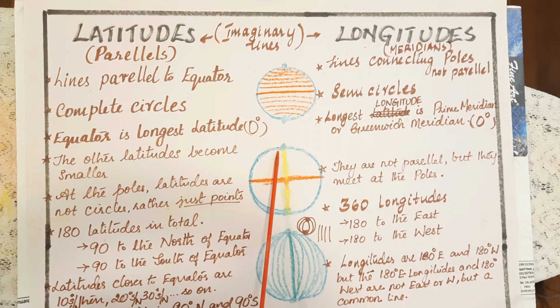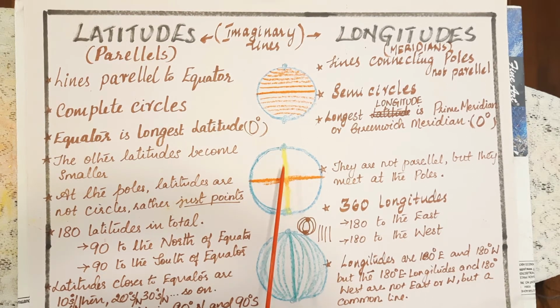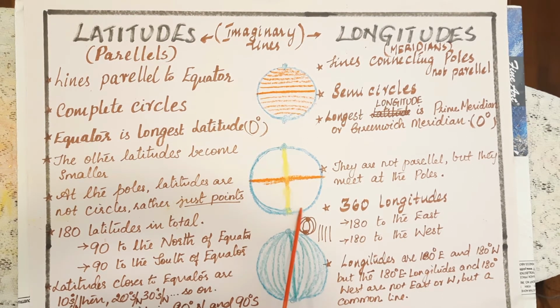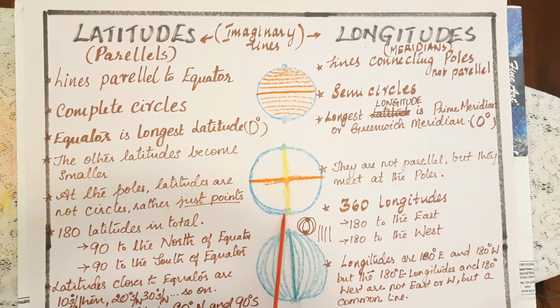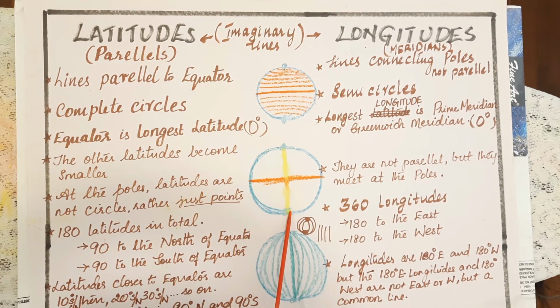So when they reach the North Pole and the South Pole, the circle is reduced to a single point, because it gets smaller and smaller and smaller. Okay, how many latitudes are there? We have 180 latitudes in total, all the way from the North Pole to the South Pole.